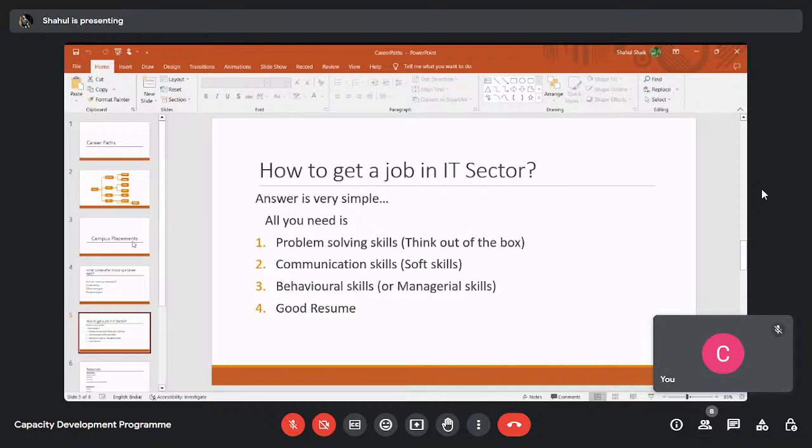You can also say managerial skills. Coming to managerial skills, it's all about managing your time. For any task you are given, there will be a specific time in which you have to complete it. So how can you manage things? You only have 24 hours in a day, and in that time you will be working for 8 to 9 hours.